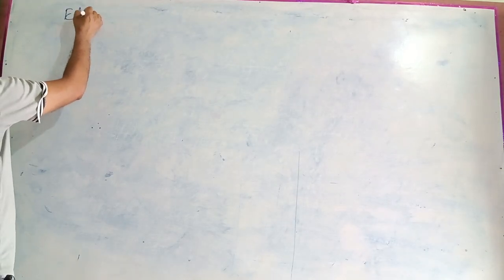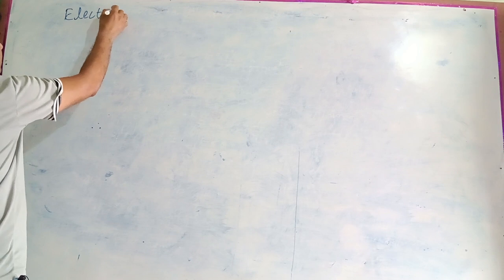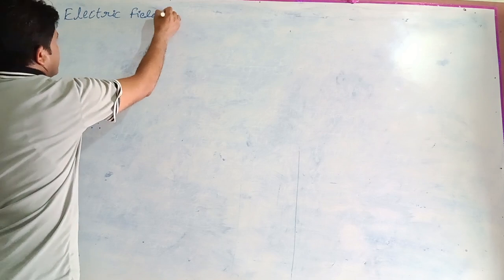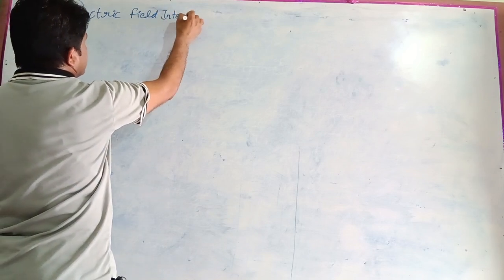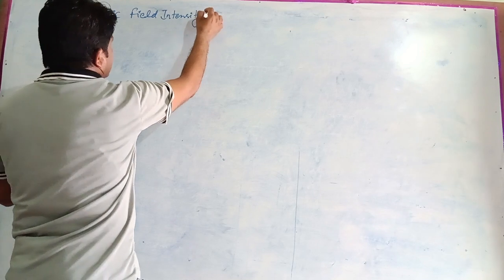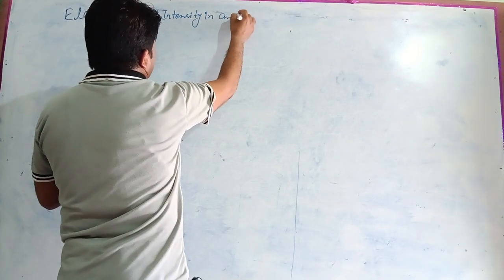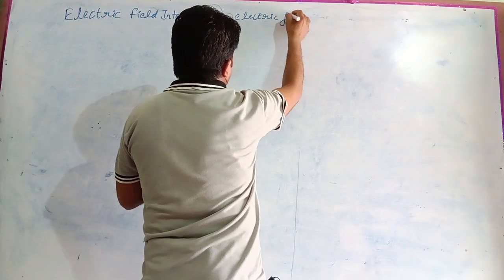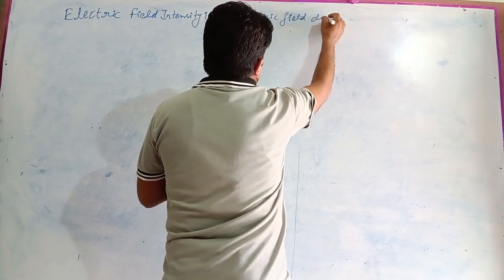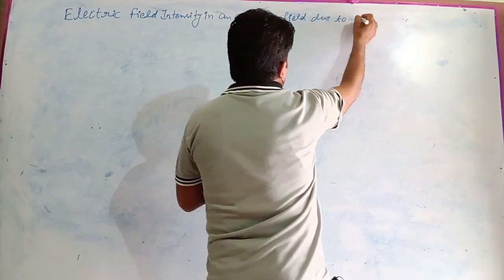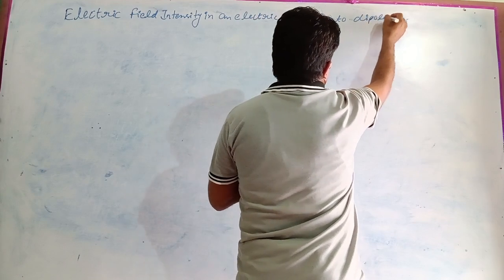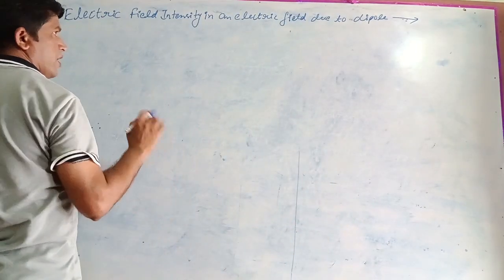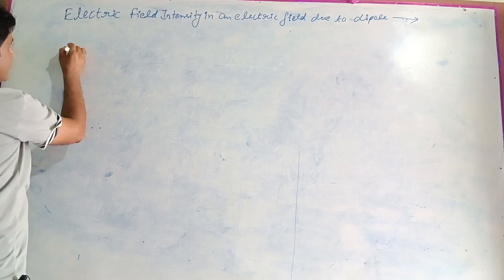Electric, our topic is electric field intensity in an electric field due to a dipole. So for this purpose, we have to draw a figure of a dipole like this.